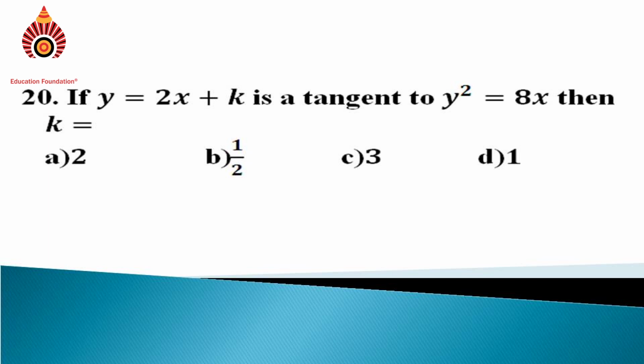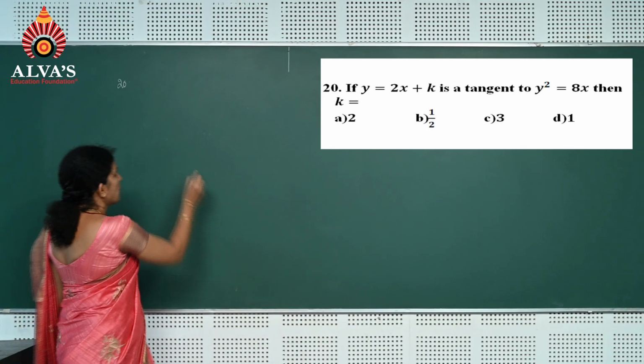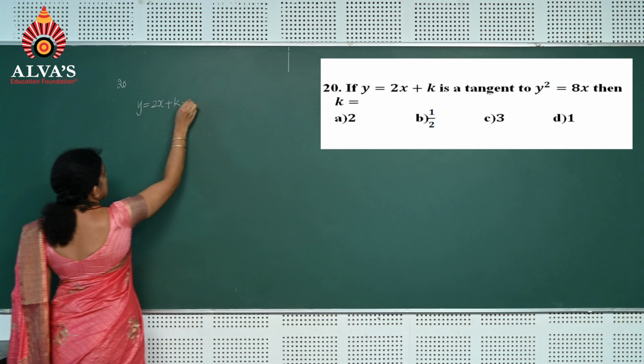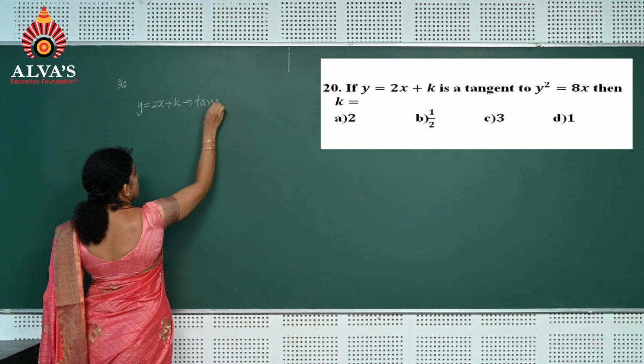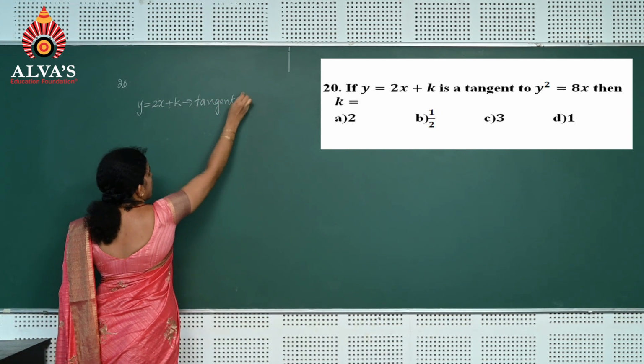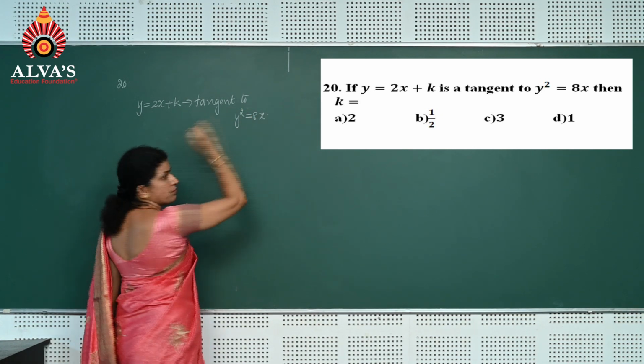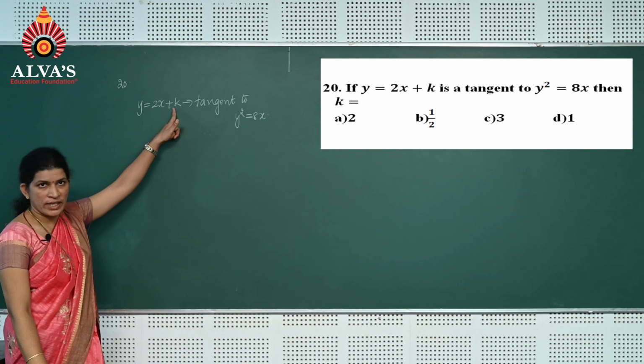Come to question number 20. If y equal to 2x plus k is a tangent to the parabola y square equal to 8x, then the value of k we want. See, y equal to 2x plus k, this is the tangent to the parabola y square equal to 8x. Value of k we want.